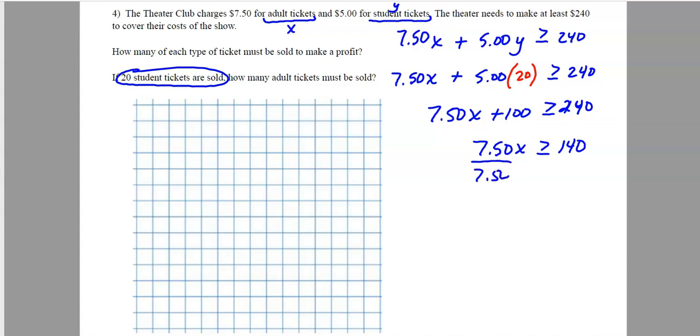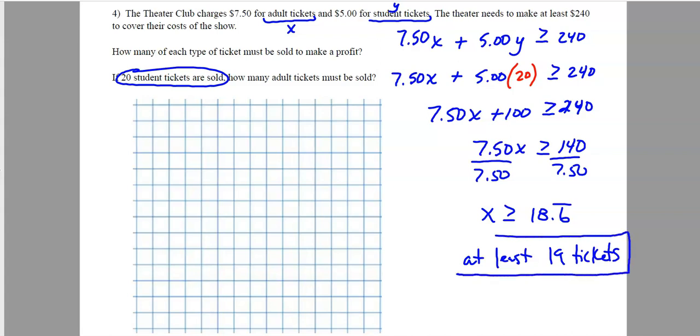And now divide, and let's see what we get. 140 divided by 7.50. Looks like my adult tickets have to be greater than or equal to 18.6 repeating. I can't really sell 0.6 of a ticket, so I'd have to go up. So I'd have to sell at least 19 tickets. And that would put me over the 240. So the graph kind of said somewhere around 20, but it wasn't perfect. But when you do the algebra, it'll actually break it right down to where you need to be. So that's kind of the power of doing the algebra.